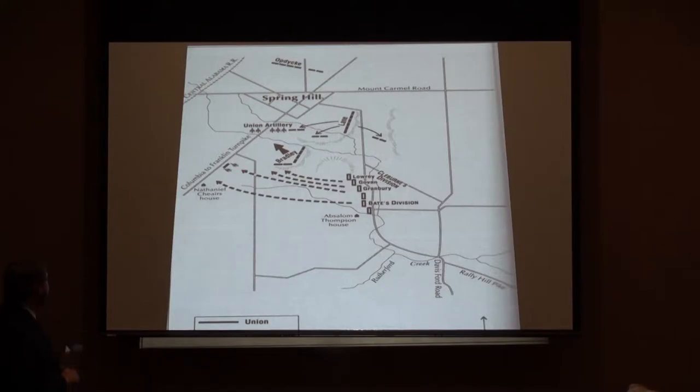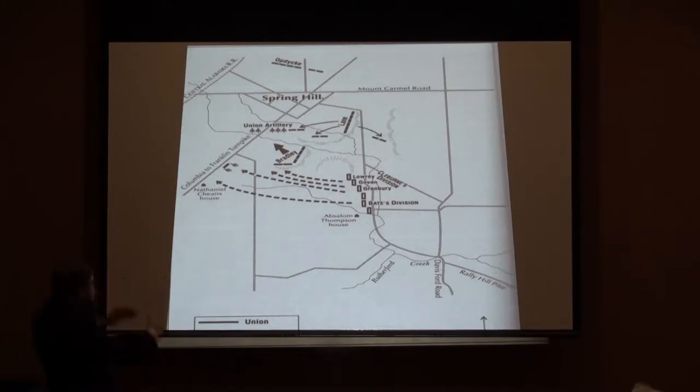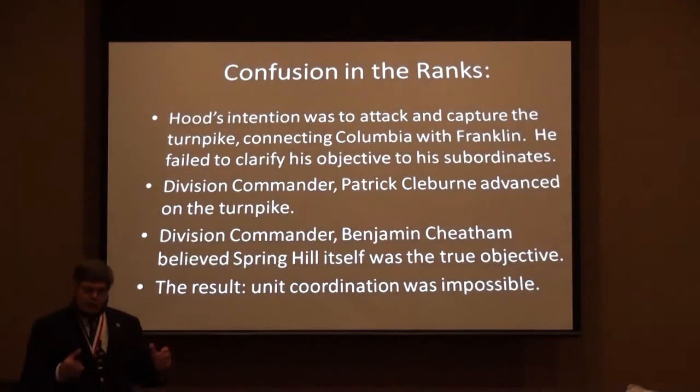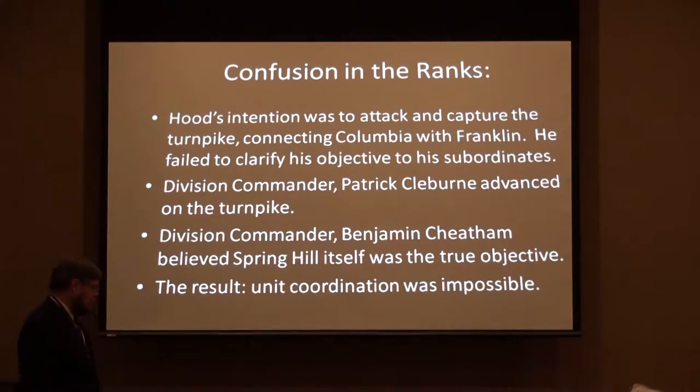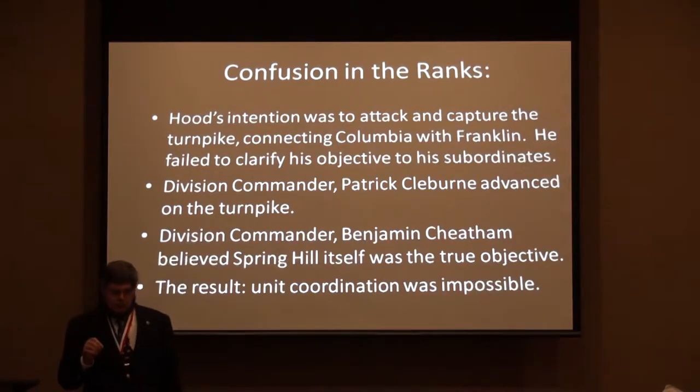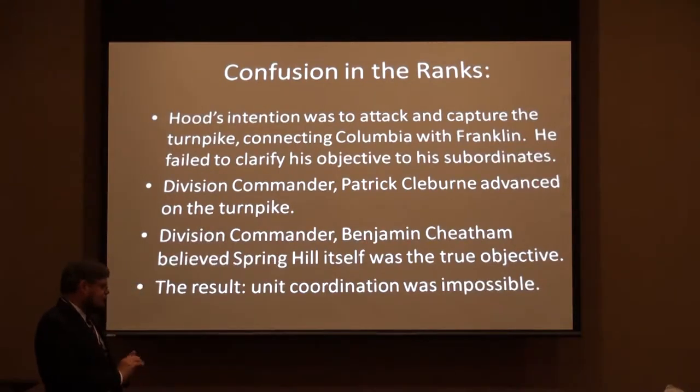But there you have the Columbia to Franklin Turnpike. Notice how spread out these Confederate troops are. That becomes a problem because you have confusion in the ranks, lack of communication. The number one thing in an army is to communicate. And when you cut off that communication, that's the best way to defeat your enemy. Now, Schofield didn't do this knowingly, but this was happening in the Confederate ranks.